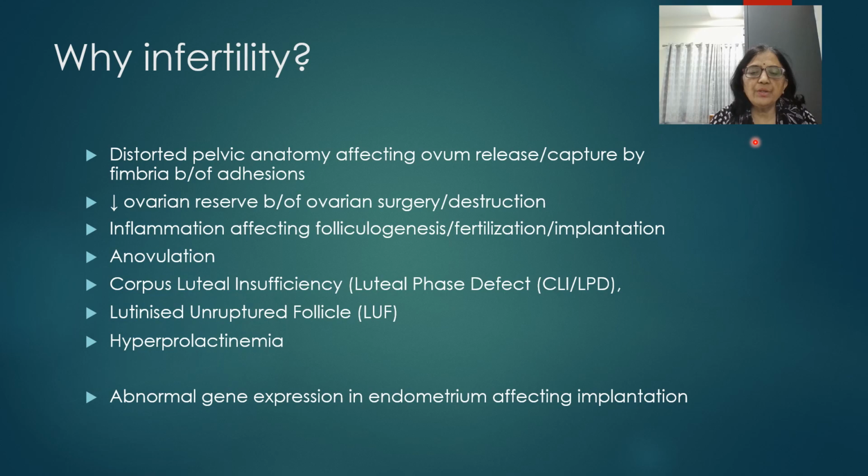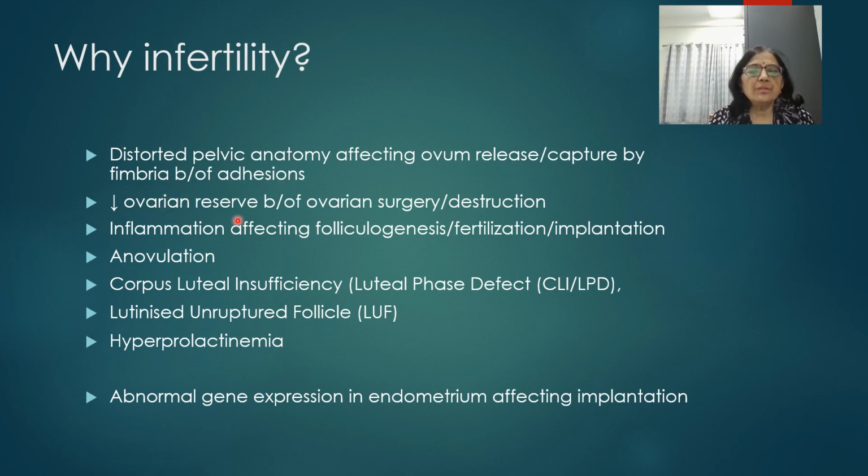Infertility and endometriosis, we say that they do go hand in hand. In the general population, endometriosis is seen in around 10%; prevalence is around 8 to 10%. In the group of patients who have infertility, the incidence is as high as 30 to 50% in various studies. So there is an association between these two. How it leads to infertility is that there is a distorted pelvic anatomy because of the adhesions, which is affecting the ovum release from the ovary as well as ovum capture by the fimbria because of these adhesions.